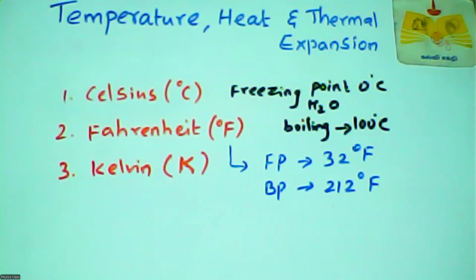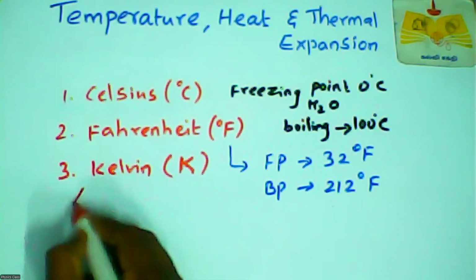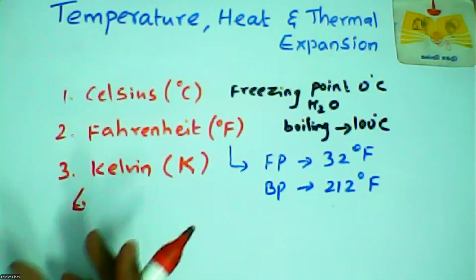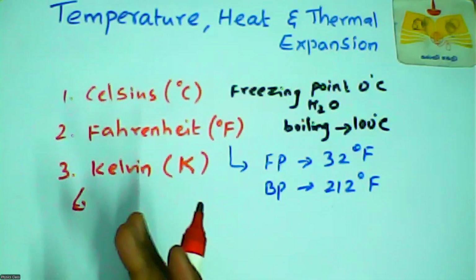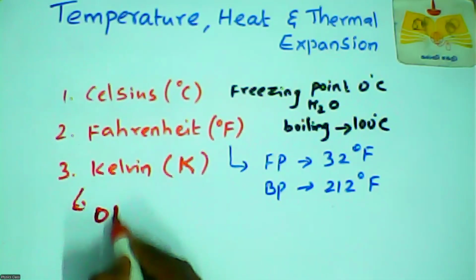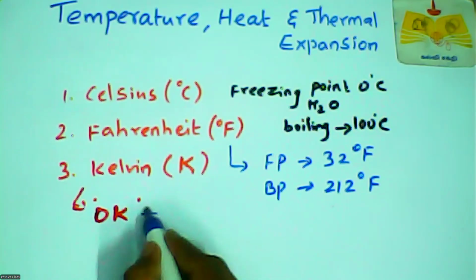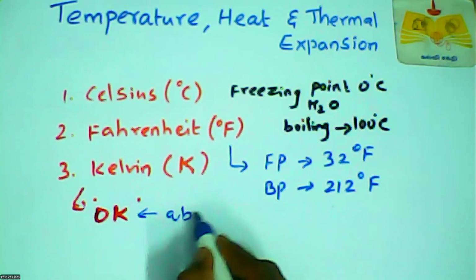In the Kelvin scale, there is one important term, that is absolute scale. 0 Kelvin is called absolute zero.